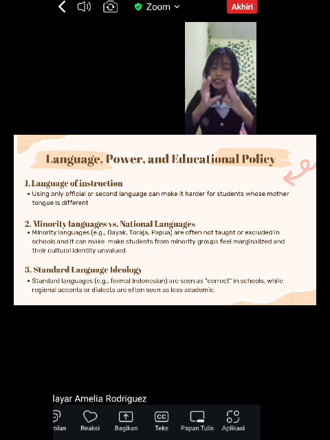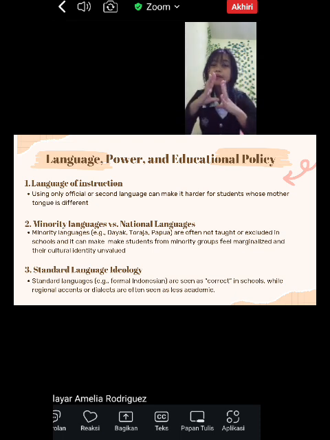Okay, next, the standard language. The concept of standard language ideology is dominant in many schools, especially in Indonesia. Formal Indonesian is seen as correct, while regional accents or dialects may be seen as inferior. In English, there is the same phenomenon: standard English is valued as the proper English, while other dialects, like Scottish, might be seen as less academic in school.